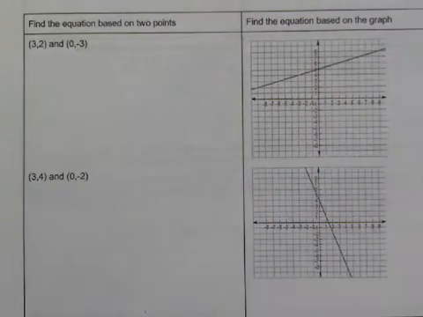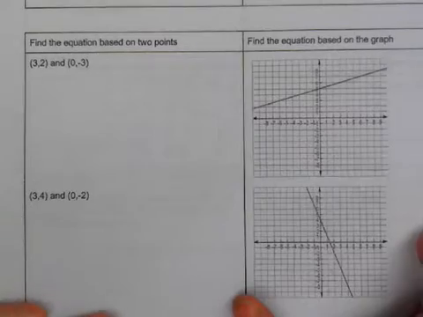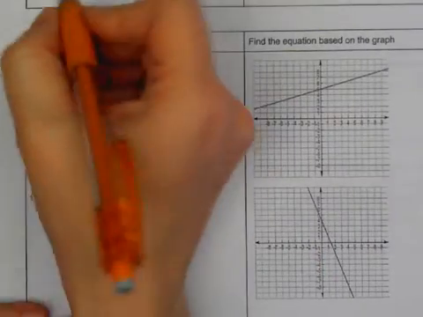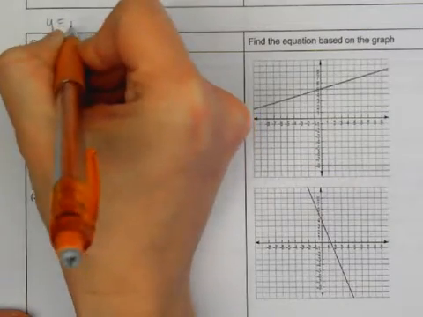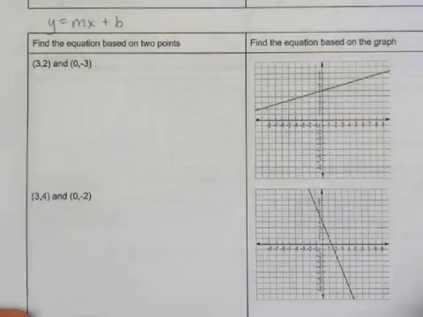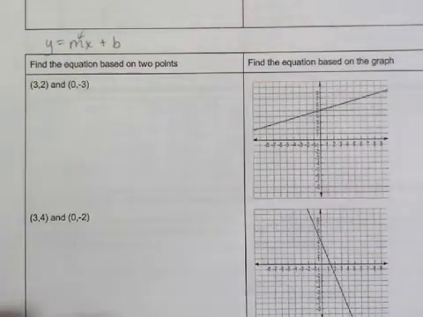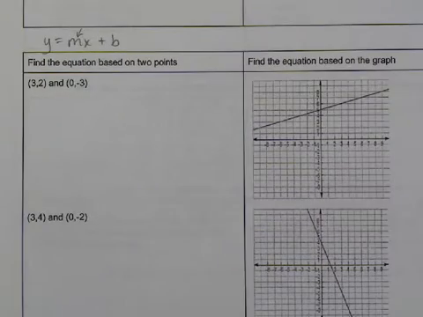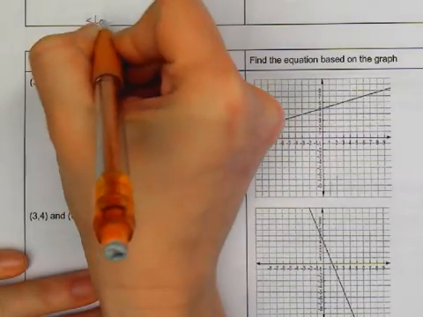Okay, so moving on to slope. You find the equation based on 2 points. There are a couple of things that you need to be aware of. One of those is your y equals mx plus b form. Can somebody tell me what m represents? The slope. Okay, so m represents your slope. What does b represent?